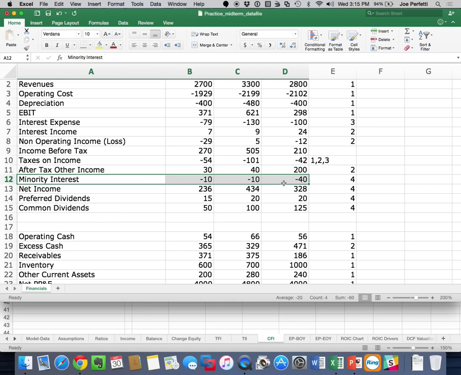As a financing flow. It's kind of like a dividend. It's a positive number because it's an outflow from the business.